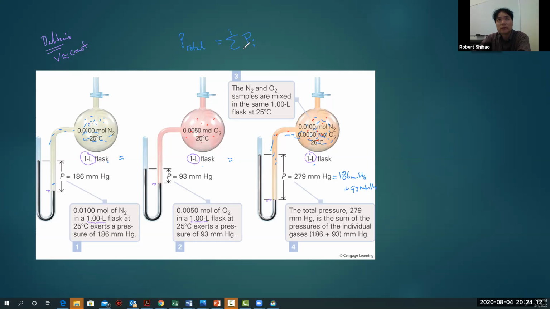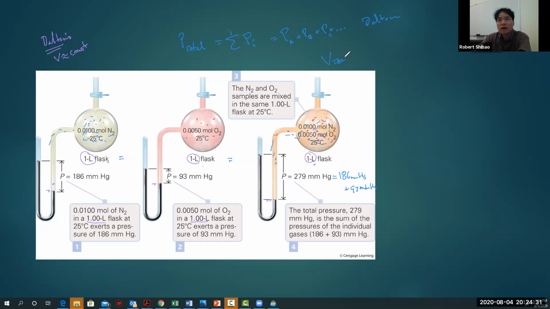I don't know. We'll put that on the bottom maybe. And so it's gas A plus gas B plus however many gases we have in here, plus etc. This is Dalton's. And so Dalton says the pressures are additive. I already went through this.